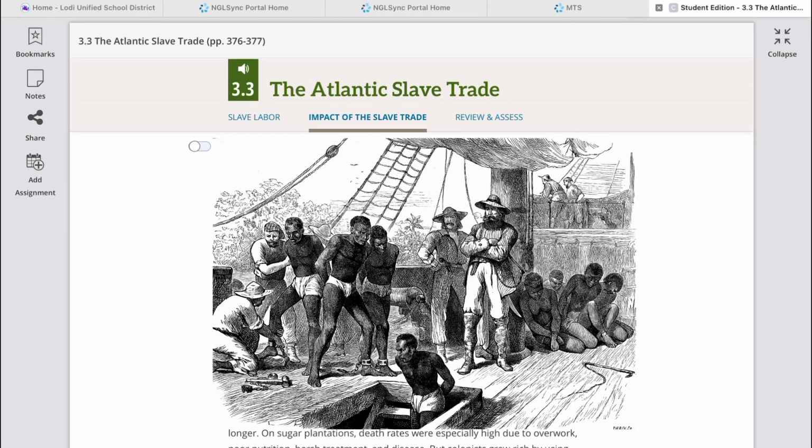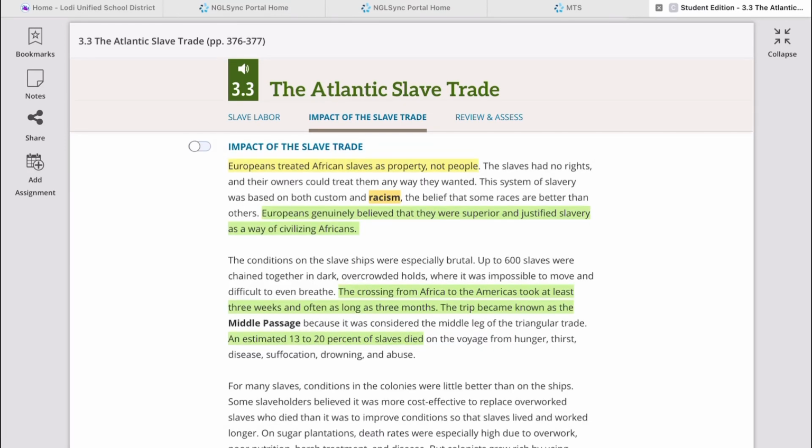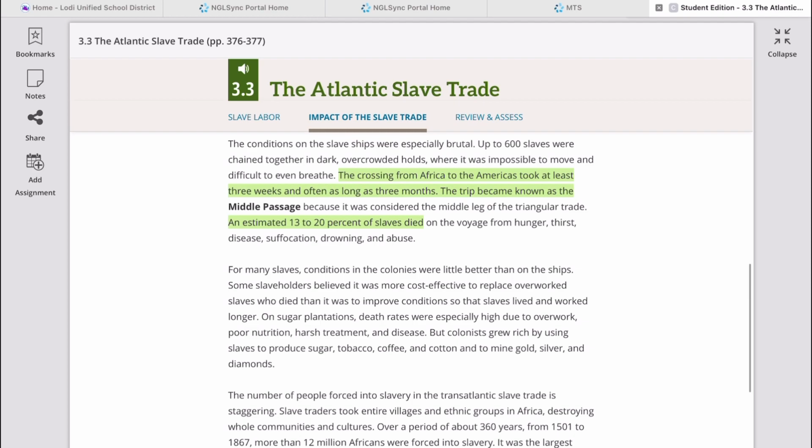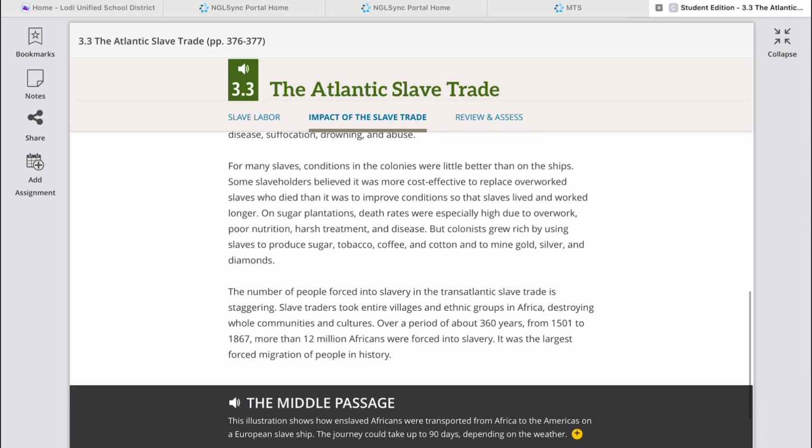drowning, and abuse. As for those who managed to survive on sugar plantations, death rates were especially high due to overwork, poor nutrition, harsh treatment, and disease. But colonists grew rich by using slaves to produce sugar, tobacco, coffee, cotton, and to mine gold and silver and diamonds. Remember the Portuguese Empire.